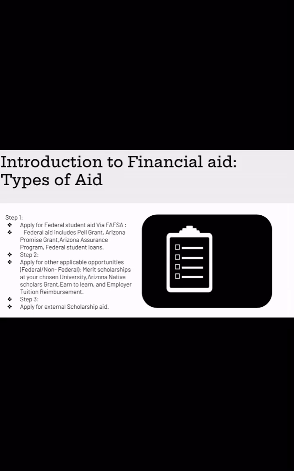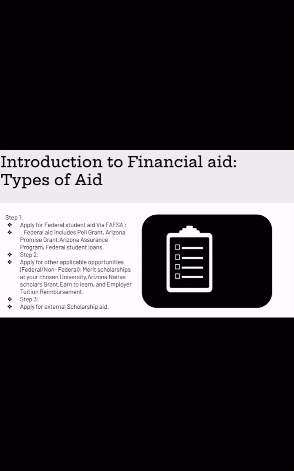Introduction to financial aid. Types of aid. Step 1. Apply for federal student aid via FAFSA. Federal aid includes Pell Grant, Arizona Promise Grant, Arizona Assurance Program, and federal student loans. Step 2. Apply for other applicable opportunities, federal and non-federal. That would include merit scholarships at your chosen university, Arizona Native Scholars Grant, Earn to Learn, and employer tuition reimbursement. Step 3. Apply for external scholarship aid.